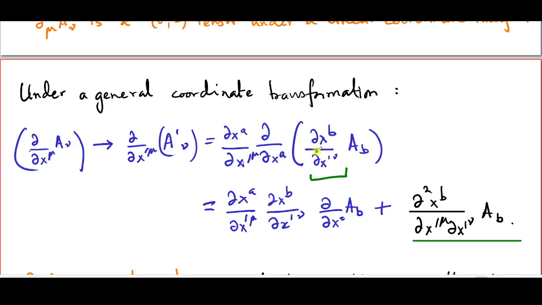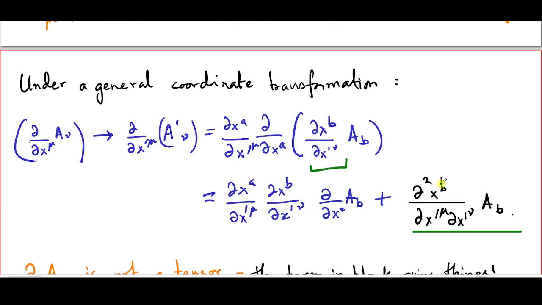And in fact, it's easier to actually use the original form ∂/∂x'^μ for this partial derivative, this whole thing. When that acts on ∂x^b/∂x'^ν, you get ∂²x^b/∂x'^μ∂x'^ν, and of course, A_b is not differentiated in this. The presence of this additional piece destroys the tensorial structure.